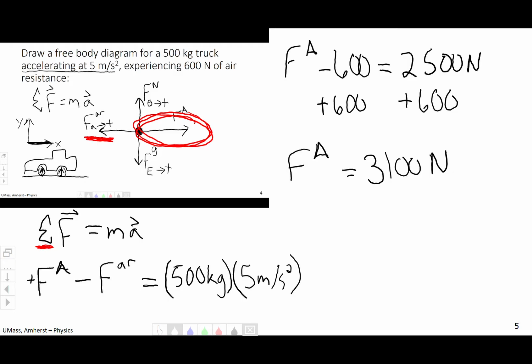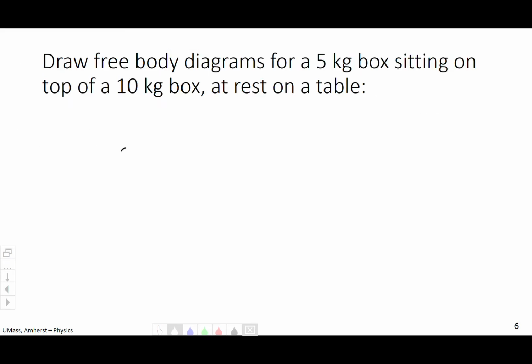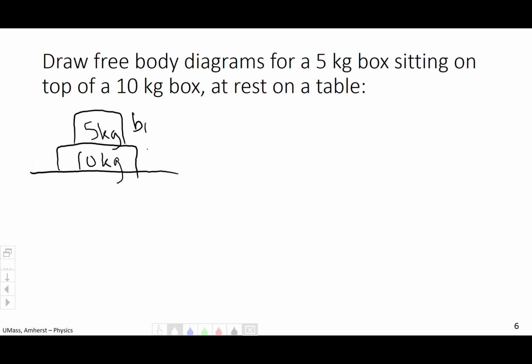Moving on from there, we're going to start with a little thought experiment here. We're going to say we need free body diagrams for a 5-kilo box sitting on top of a 10-kilo box at rest on a table. So let me just draw this quickly for you. We're going to say here's our table. Again, very wiggly line. Here's our 10-kilo box. Here's our 5-kilo box. We're going to call this box one, and we're going to call this box two. So I'm going to give you a second, pause the video, go ahead and try this on your own. When you think you have a decent answer or you get stuck, resume the video and we'll talk about it.